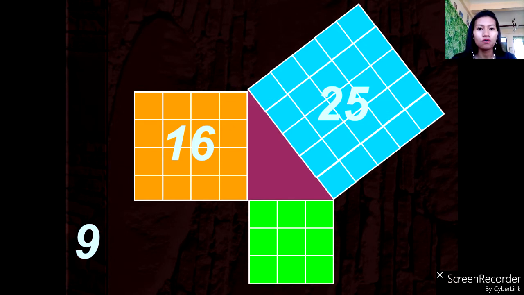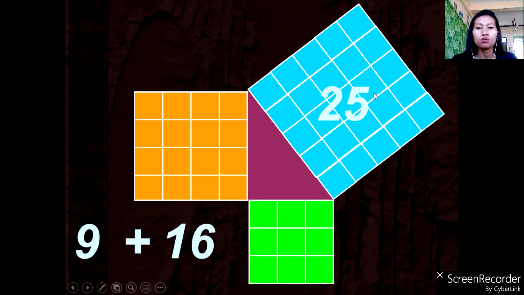What can you notice if we add the two smaller squares, the square of 3 and the square of 4? These are the two small squares here. So the square of 3 and the square of 4, compared to the square of 5, which is 25. What did you notice if we add the two small squares, the 9 and the 16, compared to the big square?